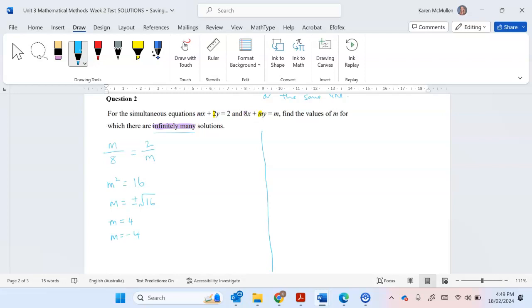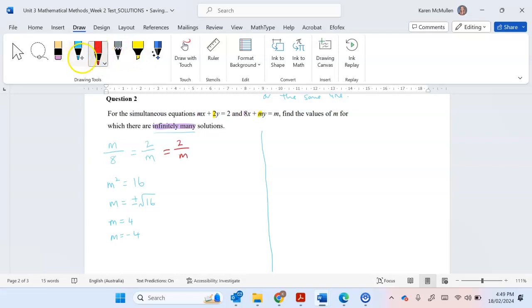All right, so then we have to check. When our gradient is 4, does that mean our lines are parallel, or are they going to be the same line? Well, in this case, we're finding the value of m. So if we want infinitely many solutions, it means they're the same line. And I might write this in red because we don't usually write it at the start. Coefficients of your constants, so 2 over m.